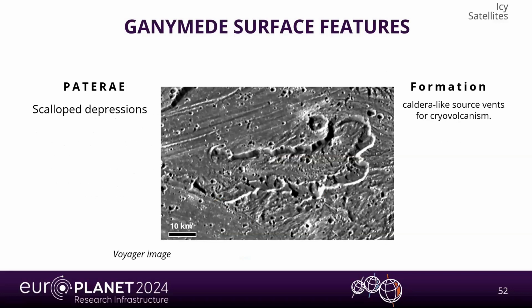And other features that have been recognized on the surface of Ganymede are the paterae, which represent depressions that have been interpreted as features similar to calderas, volcanic calderas.